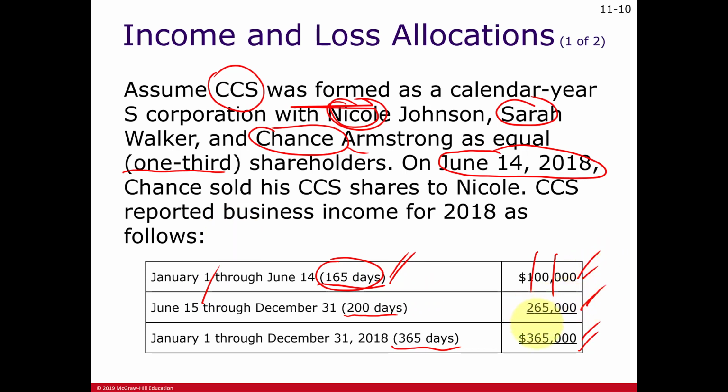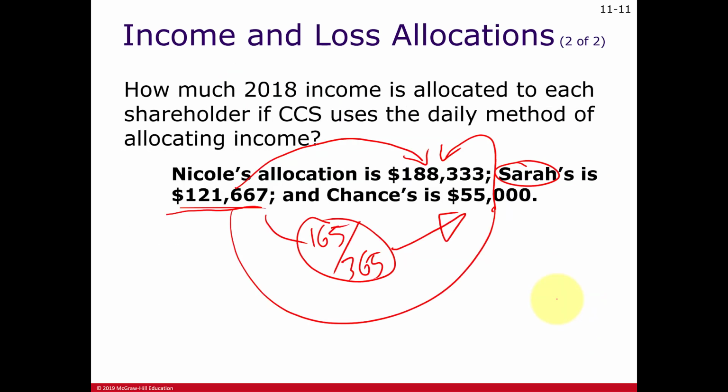And this 265,000 is now going to be allocated among Nicole and Sarah. 2/3 to Nicole and 1/3 to Sarah, because they're the only two shareholders at the end of the year with those proportions, 2/3 to Nicole and 1/3 to Sarah, and you add up all their shares. It could be different than the solution you see here, but again, all three shareholders have to agree to that method. Otherwise, you use the daily method illustrated on this screen.